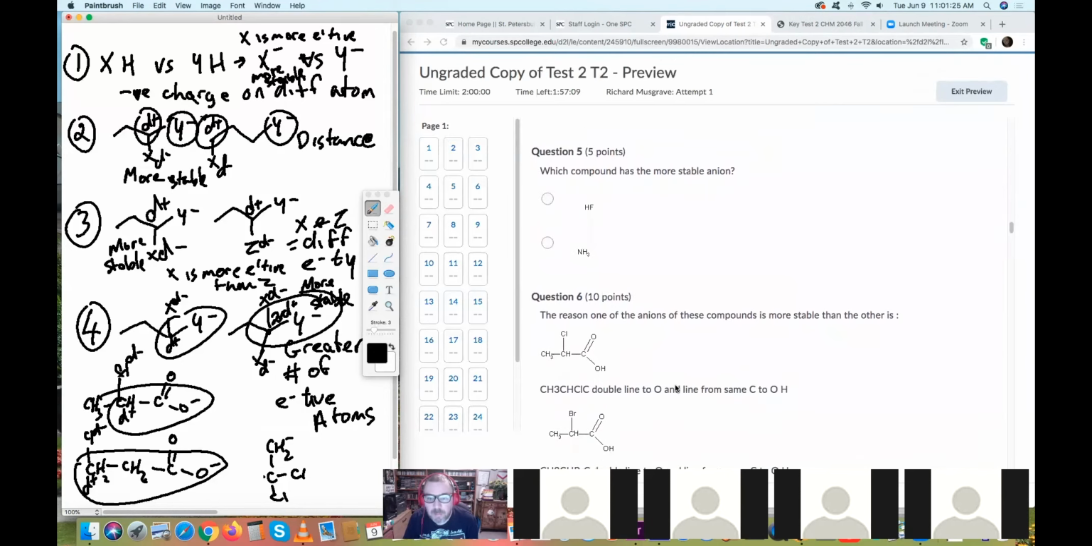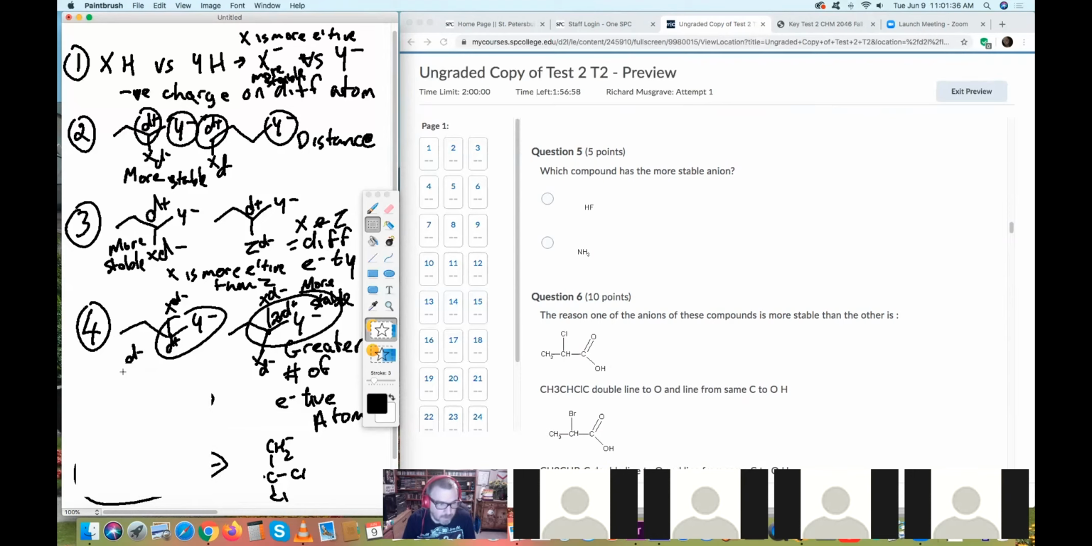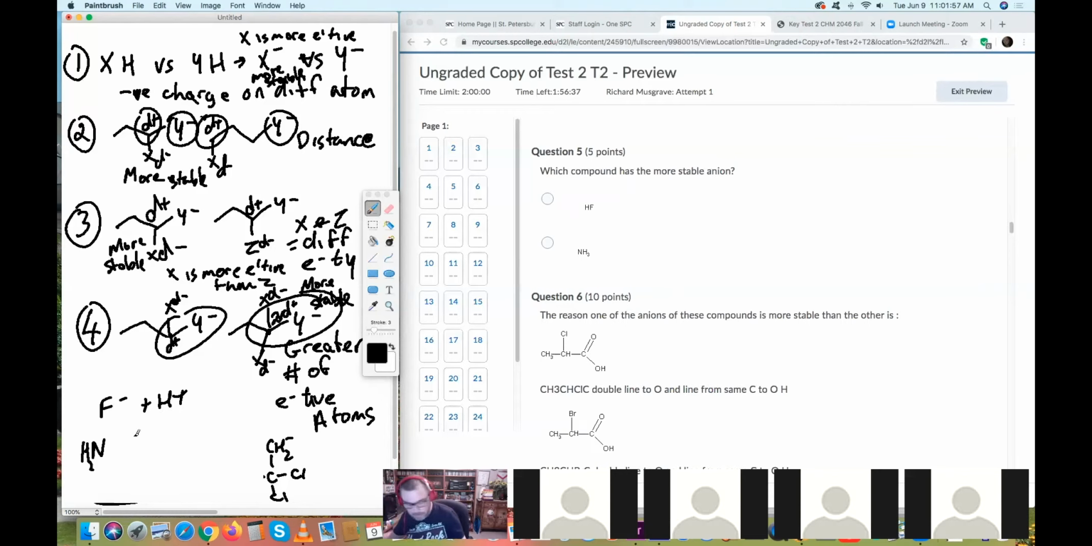All right, which compound has the more stable anion? So for something like this, let me get rid of what I've got here. It's asking specifically about the anions, so it makes sense that we should take the H plus off here and see what we're left with. In each case, this will be F minus and H plus, and this will be NH2 minus, and H plus on the other side here.